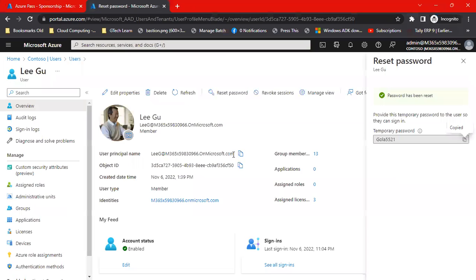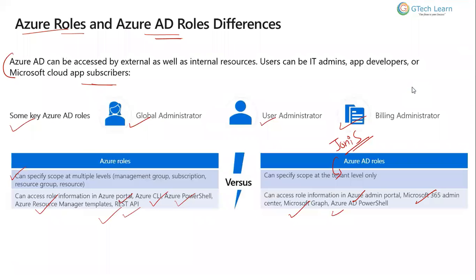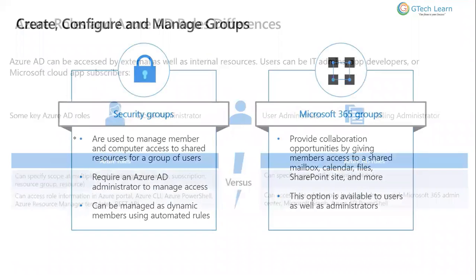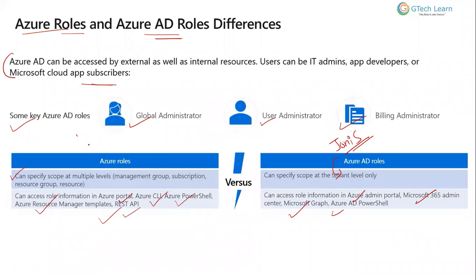So for my user Lee, I have provided the Azure role at the subscription level. That's why my user Lee is able to create the resource group and resources in Azure. However, Lee cannot manage objects like users and groups in Azure Active Directory. So that is the difference between the Azure roles and the Azure AD roles.